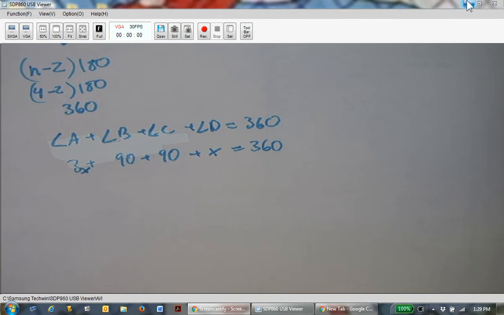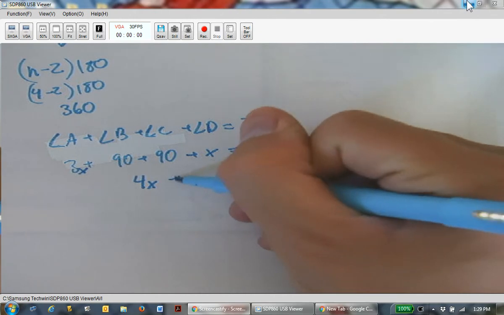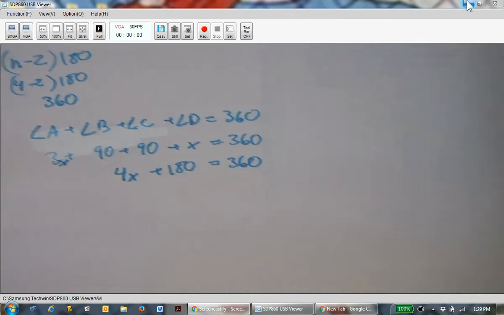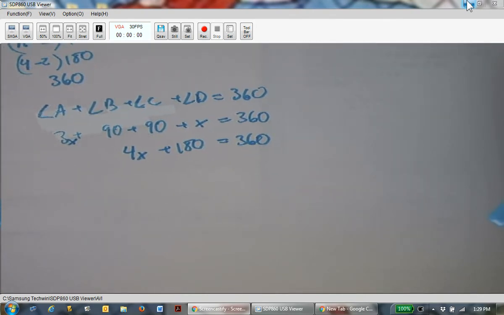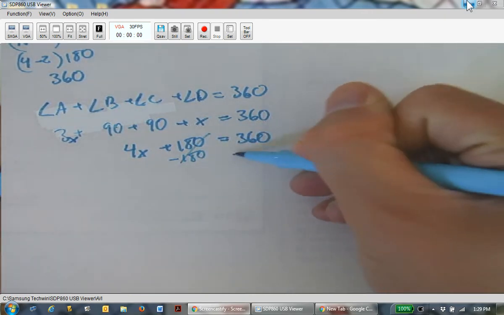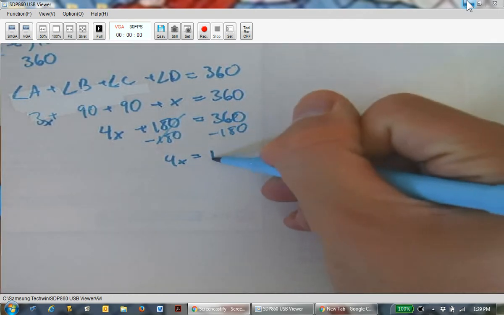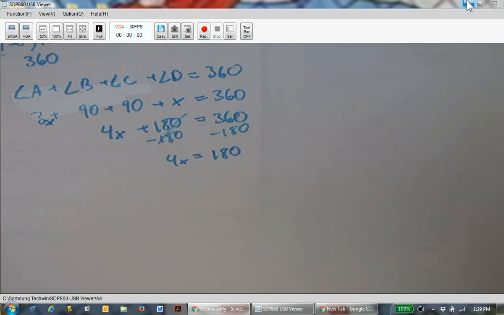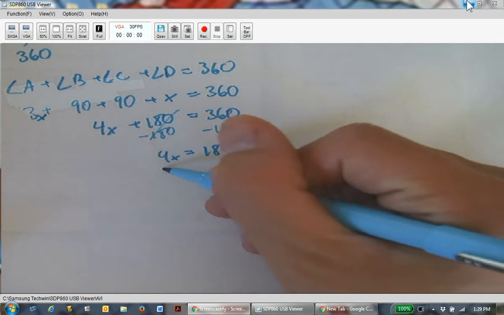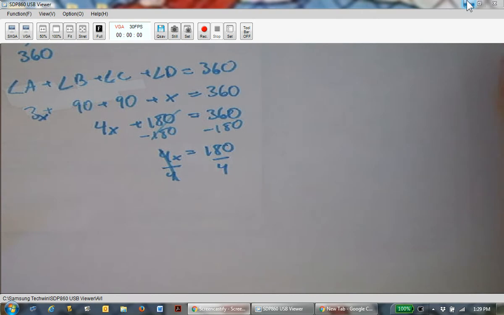So 3x plus x will be equal to 4x's now, plus 180, because 90 plus 90 is 180. And you have 4x plus 180 is equal to 360. What you're going to do is subtract 180 from both sides. And then you get 4x is equal to 180. Now solve for x. Divide both sides by 4, so that the 4 and the 4 in front of x can cancel out.